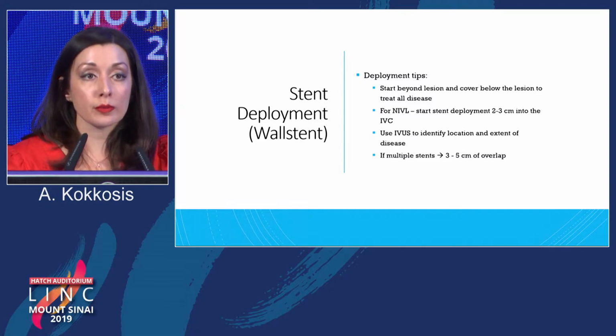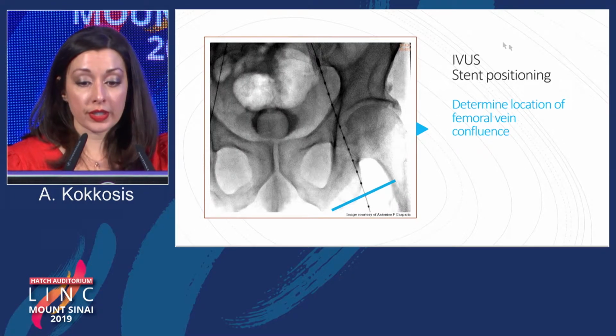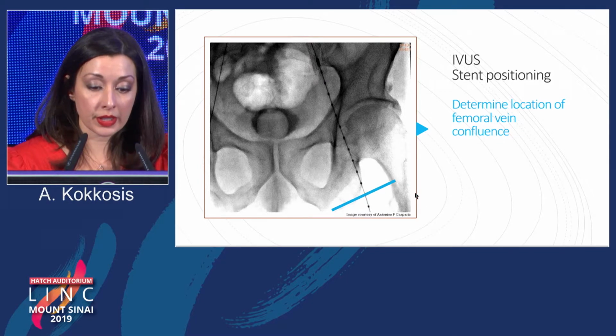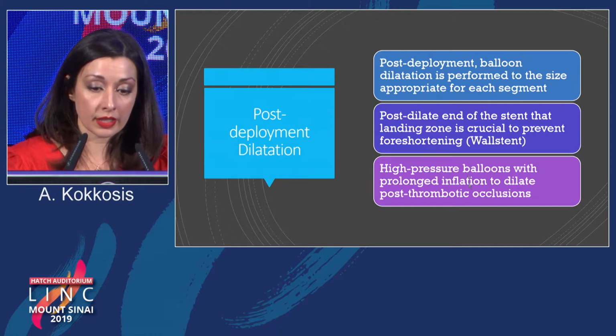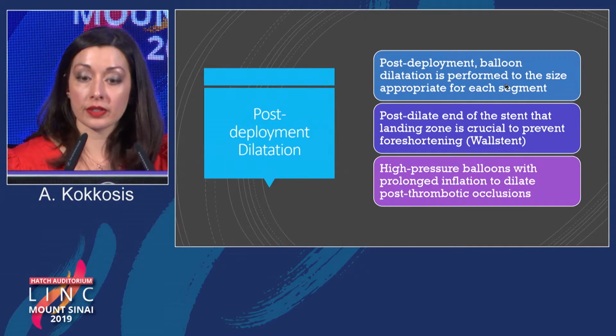If you are going to use multiple stents, make sure there's a good 3 to 5 centimeters of overlap. You want to determine with IVUS the location of the femoral vein confluence. That would be your most distal landing zone. And for post-deployment dilatation, you perform it to the size appropriate to the segment.